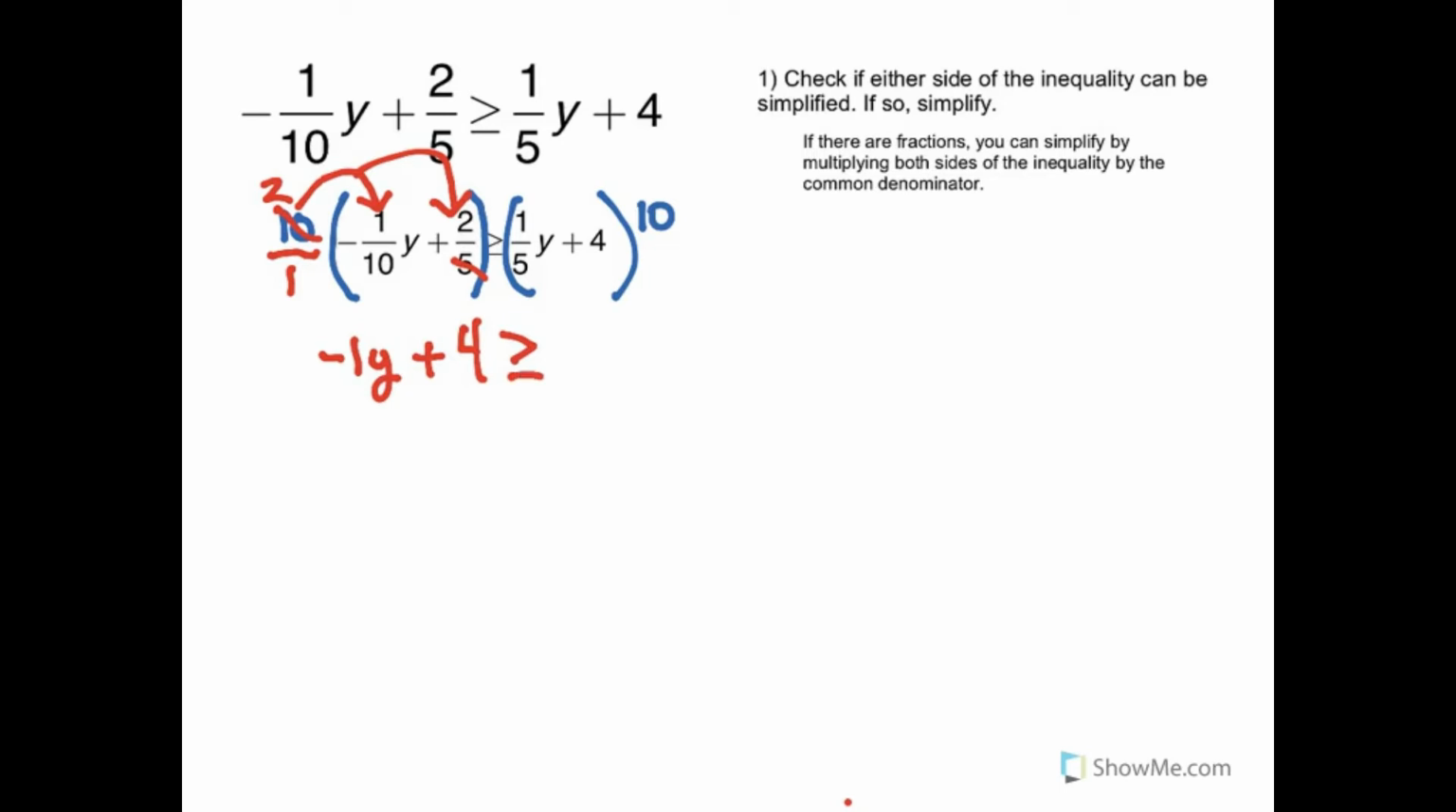Negative 1y plus 4 is greater than or equal to 10 times 1/5. That's 10 over 1. So 1 times 10, 5 times 1. The 10 and the 5 cancel and leave a 2 behind. That says 2y. And finally, 10 times 4 is 40.